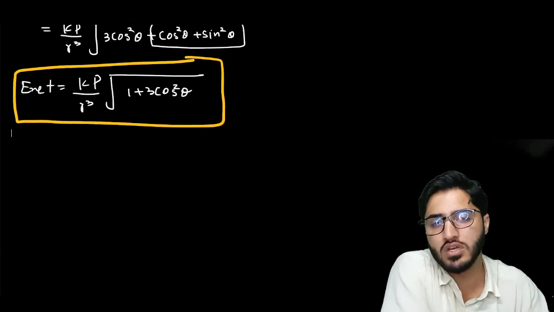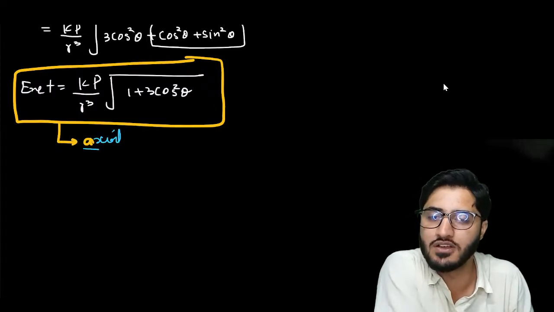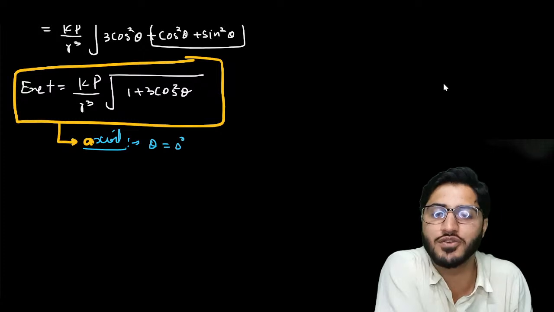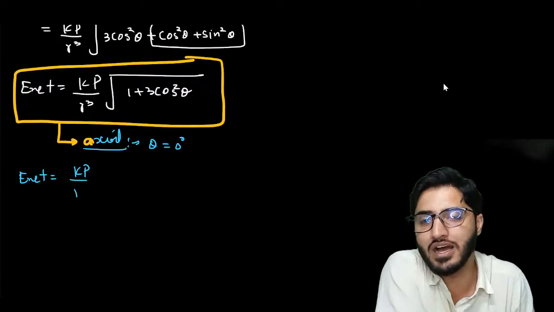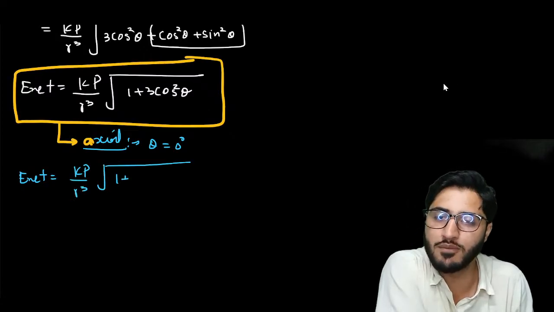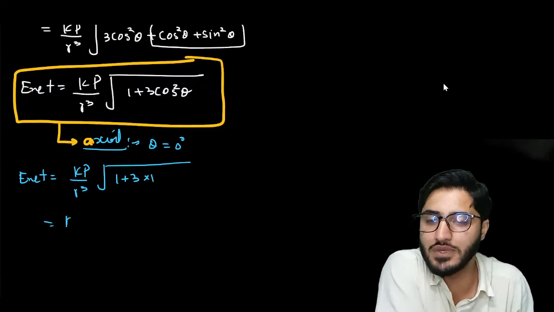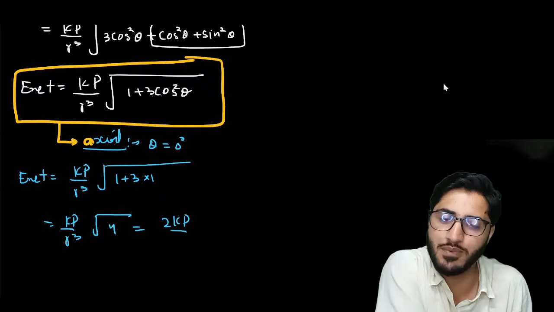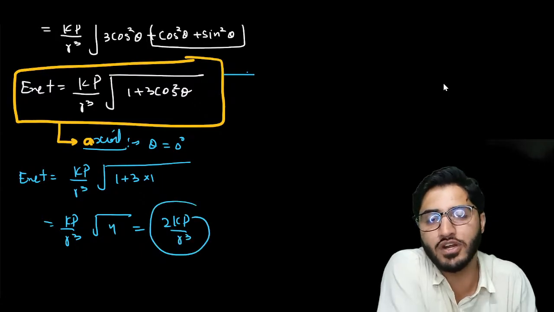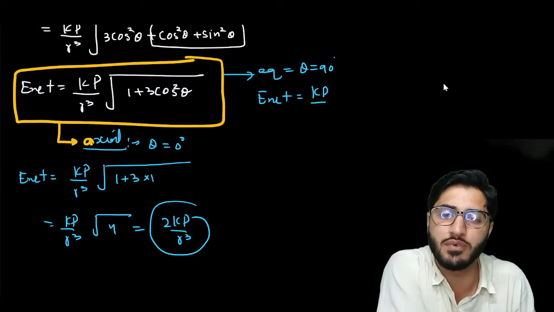It is the general point. Now, if you want the axial point, for axial, what is theta? Theta is 0 degree. Put 0. So what is E net? Kp by r cube under root of 1 plus 3 cos square theta. It is cos 0, cos square is 1, so it is Kp by r cube under root 4, which is 2 Kp by r cube. If we talk about the equatorial point, for equatorial, theta is 90 degree and cos 90 is 0. So E net is equal to Kp by r cube only.